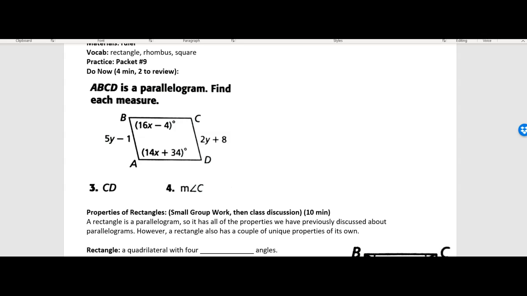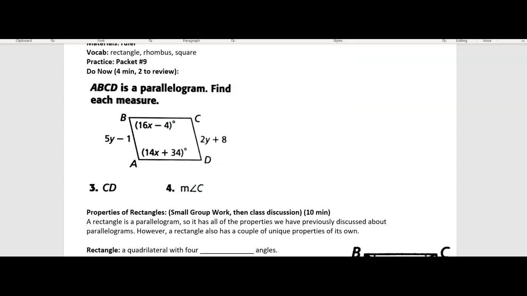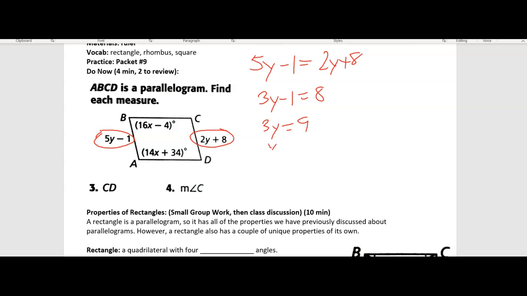Okay, so let's start with sides first. Might be a little bit easier. If this is a parallelogram, then I know that opposite sides are congruent. So I could say that 5y minus 1 is equal to 2y plus 8. Then I get 3y minus 1 is equal to 8. I get 3y is equal to 9. I get y is equal to 3.